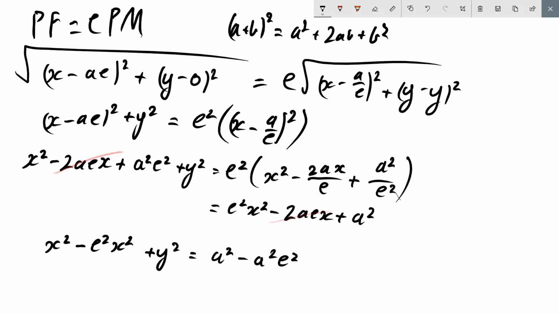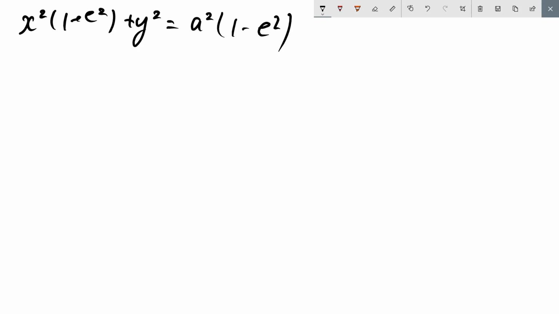I'm now going to factor out the x squareds here and the a squareds here. So we'll get x squared lots of 1 minus e squared plus y squared is going to equal a squared lots of 1 minus e squared. Because I'm running out of space, I'm going to rewrite it, and it will appear like nothing has actually happened. Now divide everything by a squared lots of 1 minus e squared.